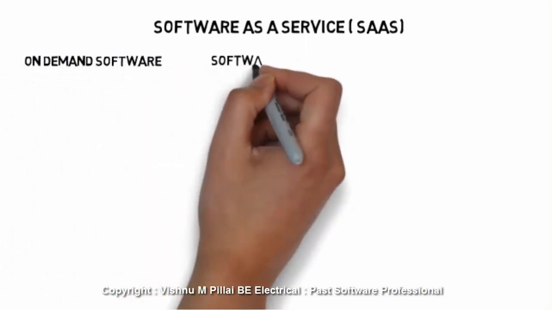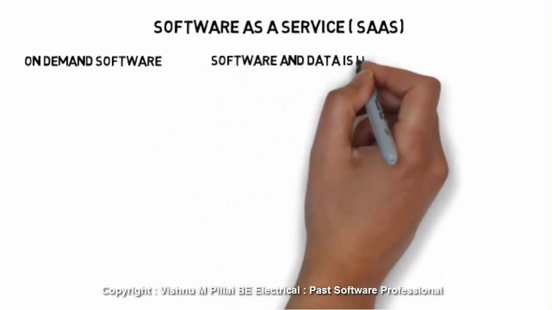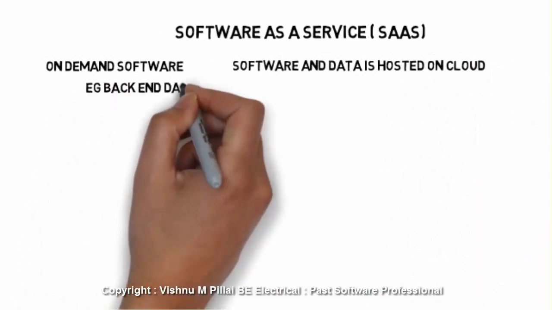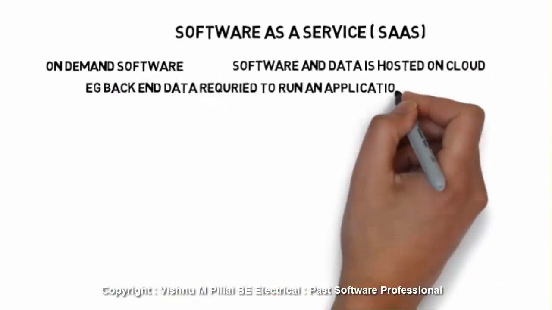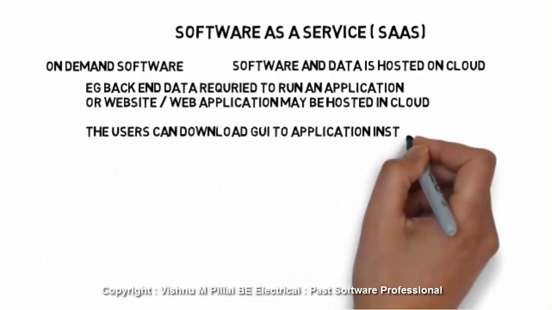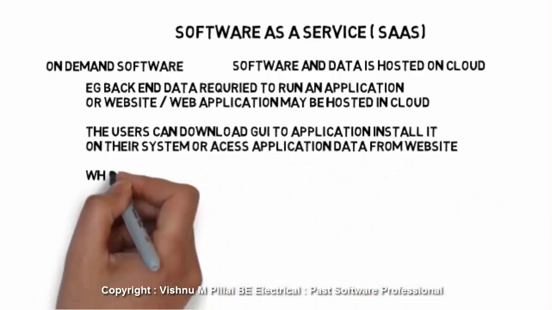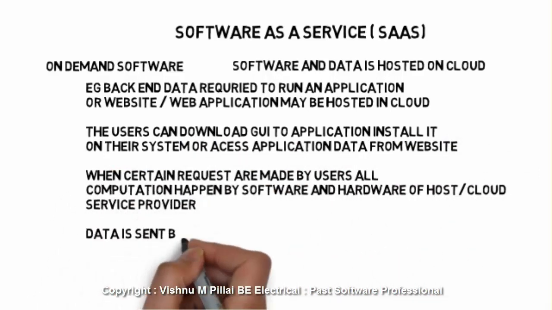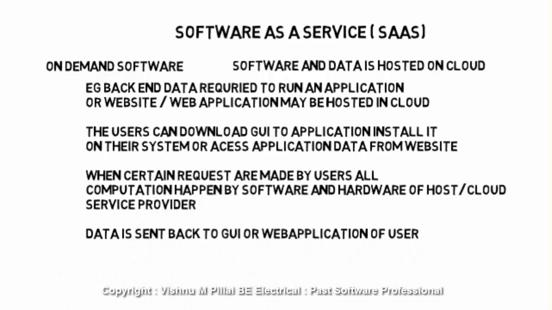Something you can know is that on-demand software can be seen as software as a service. Software and data is hosted on a cloud. For example, an application in a Play Store which is hosted in the cloud, and you can download that application and you can run that. Whenever you run it, the communication between the application and the cloud will happen for the working or the fetching of the data.